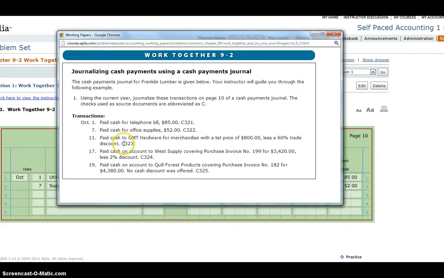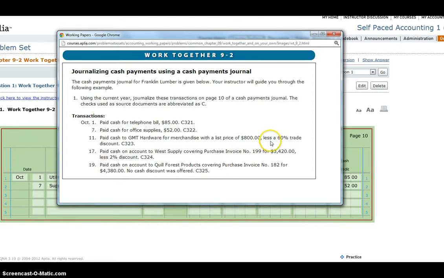Now, on the 11th, this one's a little bit different. It says we paid cash to GMT Hardware for merchandise with a list price of $800. Now, when you go to the store or you order from a catalog, it has a price that's listed. If you buy a car, it's called a sticker price. If you buy it in a catalog, it's called a list price. So this is how much they say that you should pay for this particular product.